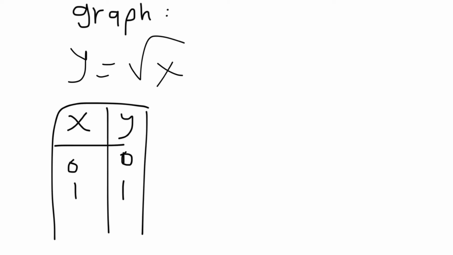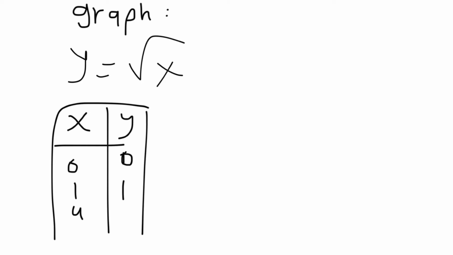If you choose x is minus 1, it doesn't work. The square root of a negative number is not a real number, so you cannot choose negative. You must choose positive. 2, you get radical 2, which is 1.4. You know, how are you going to graph radical 2, which is 1.4? It's not a good idea. So don't choose 2, okay? Otherwise, it will be difficult for you to graph.